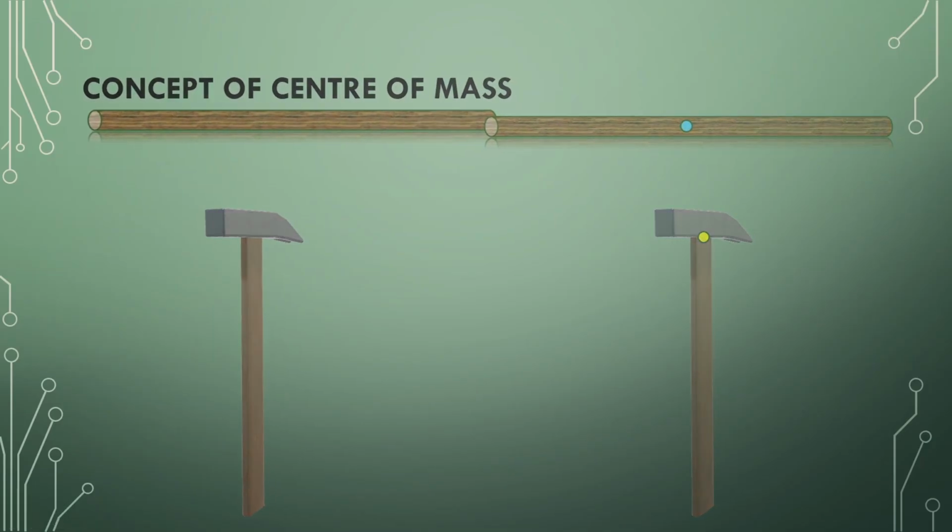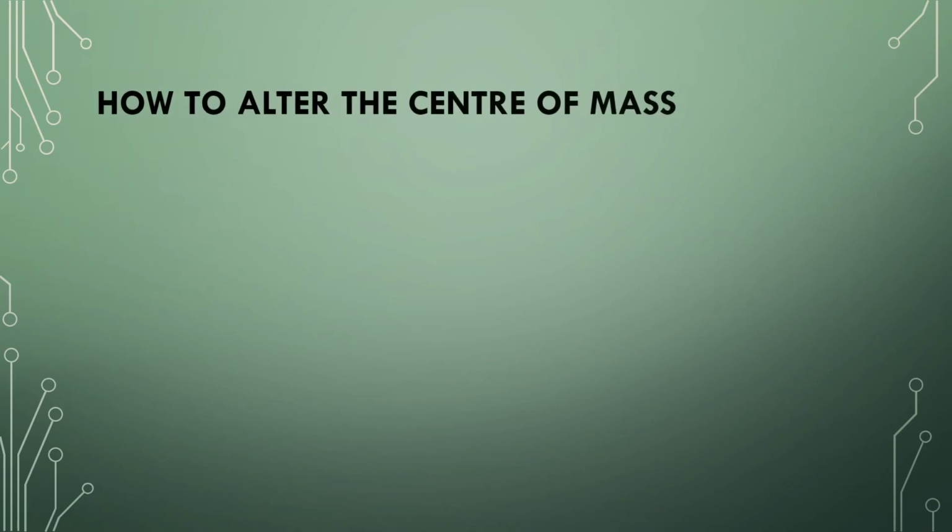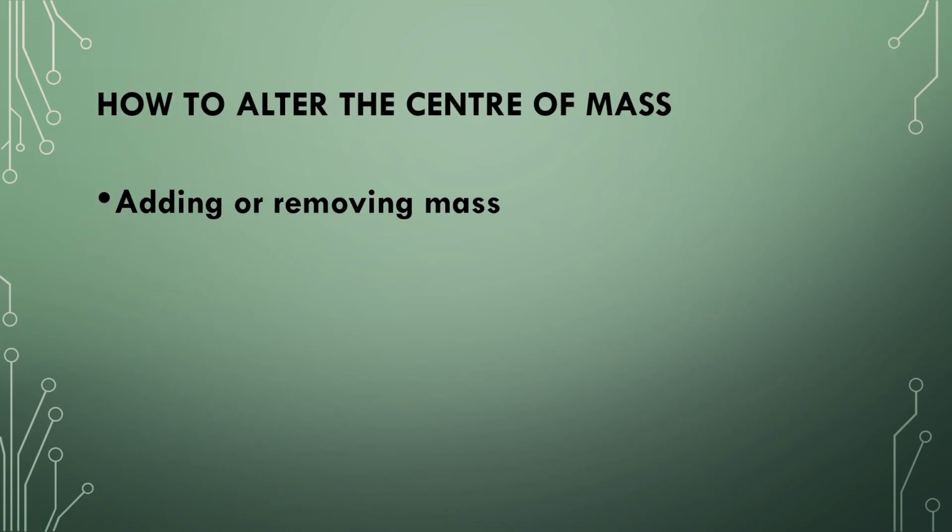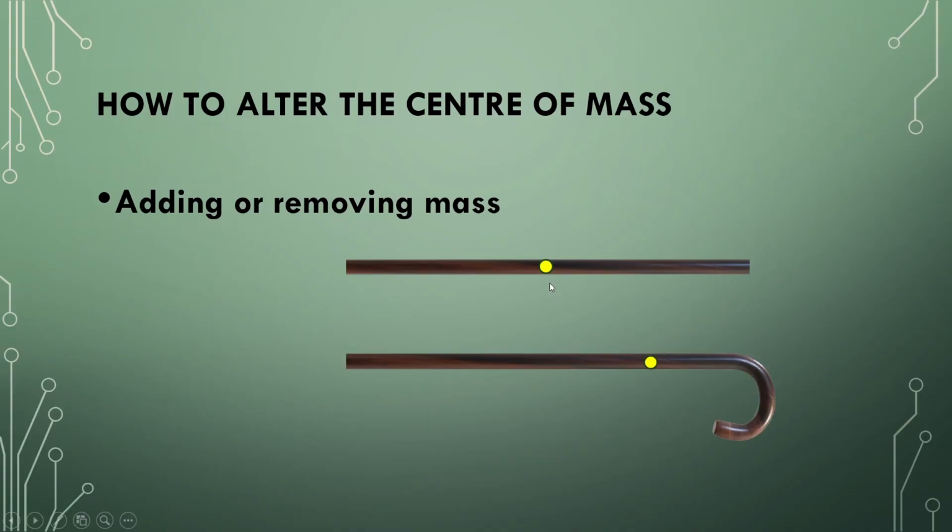Now how to alter it? There are a few methods through which we can alter the center of mass. The first one is adding or removing mass. Now you take a rod of uniform density. The center of mass will lie exactly at the center. You can see it in the form of a yellow dot. But if we add a curved portion to the rod, then you can see here the center of mass shifts towards the heavier part.